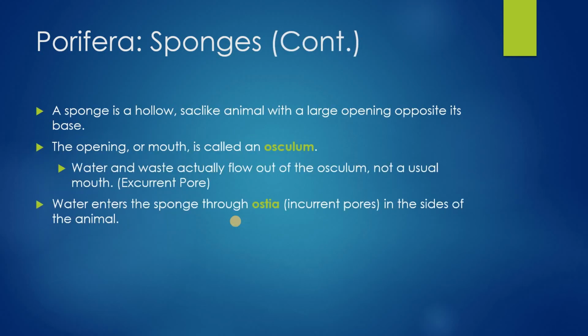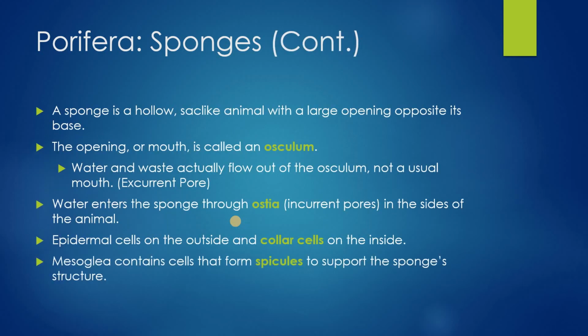All right, so here are a couple things. A lot more terms in this particular slide, so I'll give you a second to note them. A sponge is a hollow sac-like animal with a large opening opposite its base. So again, at the top, it's like a straw. The opening or mouth is called the osculum. And so, again, I'll kind of draw it over here, but here it is. There's your osculum, and then the straw kind of comes down like this. So osculum, we'll call it Oscar. Osculum. And so water and waste actually flow out of the osculum.